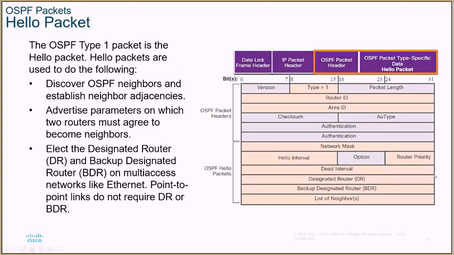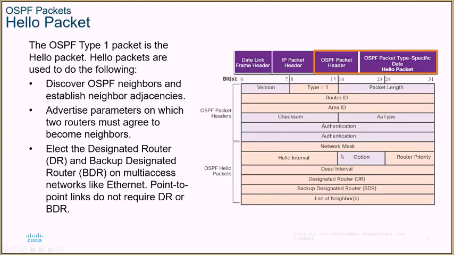Okay, so let's have a look more specifically at a hello packet. This is the entire packet here. Of course, it's being sent over a link, so it needs to have a data link layer header, then the IP header, and then you've got the OSPF packet header. The header is this first part, and the rest of the packet is the actual payload.